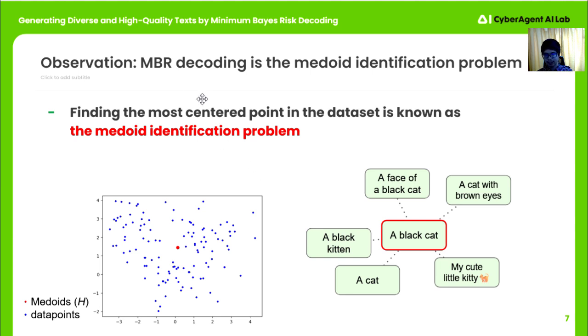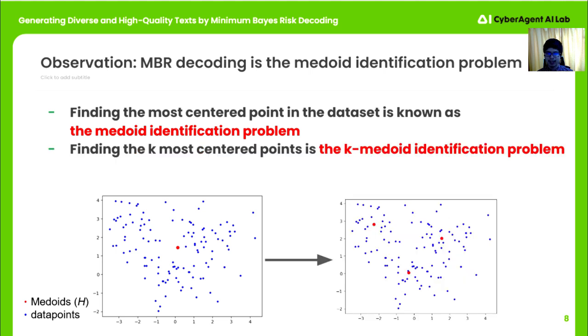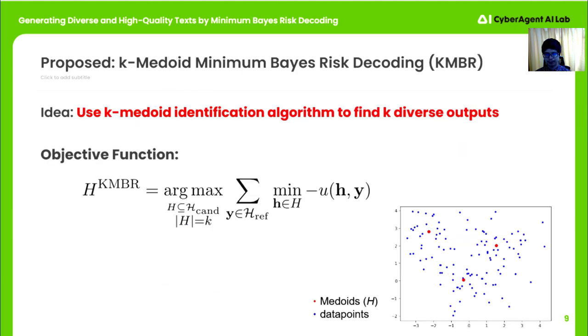So if MBR decoding is the Medoid identification problem, there's actually something called the K-Medoid identification problem, which is a task to find the K most centered points, which can cover the dataset, like this. So, yeah, we can simply extend the Medoid identification problem to the K-Medoid identification problem, and use that for generating sequences in MBR decoding.